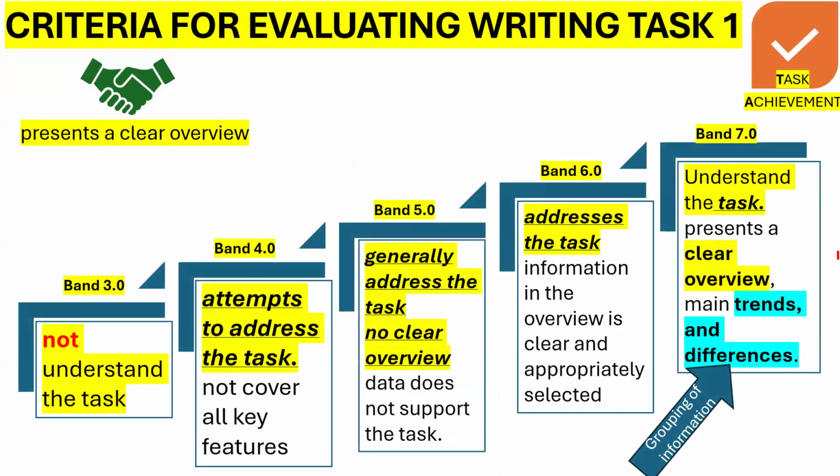So again, for understanding the task, we have to understand 3 key things: the essay types, the essay structure, and the subject. And the third one, understand the subject, is the key thing, the main issue for many students. All right. Now we have the clear overview, which is the second criterion for band 7.0.